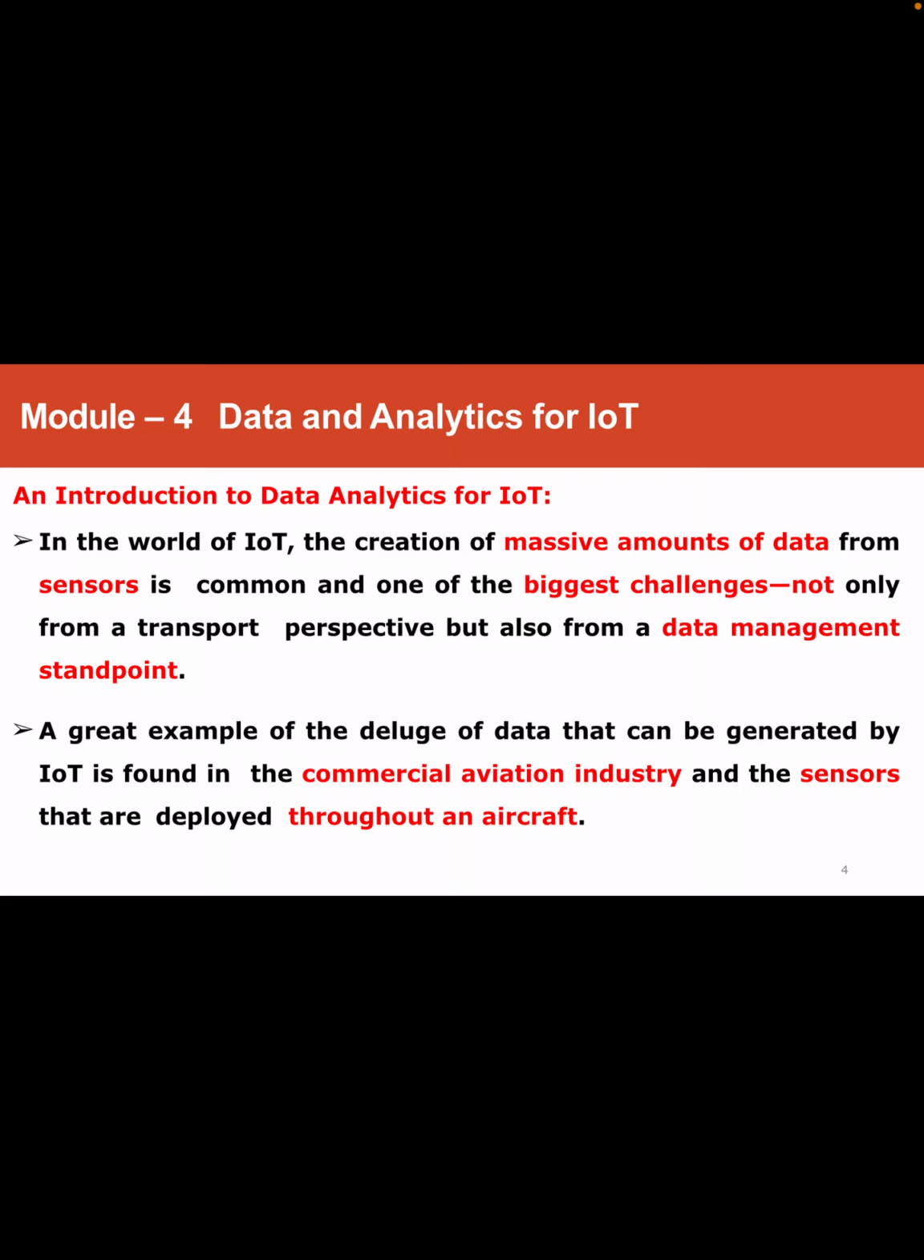Basically, in the world of IoT, what does IoT mean? It's a massive amount of data obtained from sensors, and one of the important challenges is how to transport this data and how to manage this data. Here we'll discuss one example: the commercial aviation industry, in which sensors are deployed throughout the aircraft.